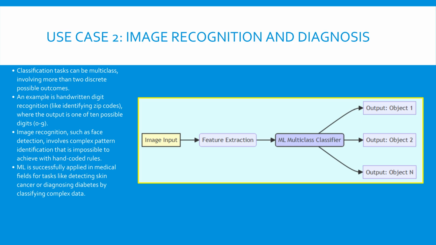We demonstrate a complex classification problem like recognizing multiple objects in an image. The image input is initially processed through feature extraction, where relevant properties are quantified. This structured data is fed into the ML multi-class classifier. If the system is trying to identify various items, the classes could be output object 1, output object 2, or output object n. This highlights ML's strength in identifying complex patterns in visual data, a task infeasible for traditional, rule-based software. Remember that successful ML relies on effective feature representation when using supervised learning techniques.